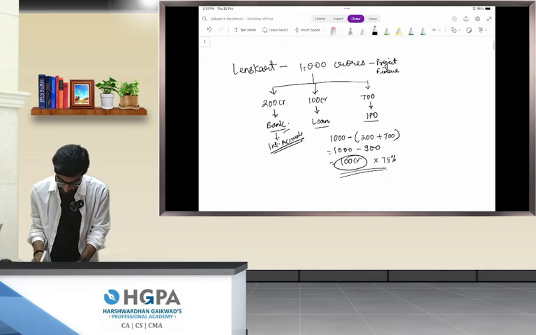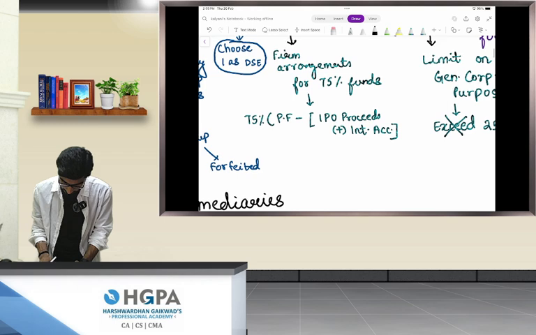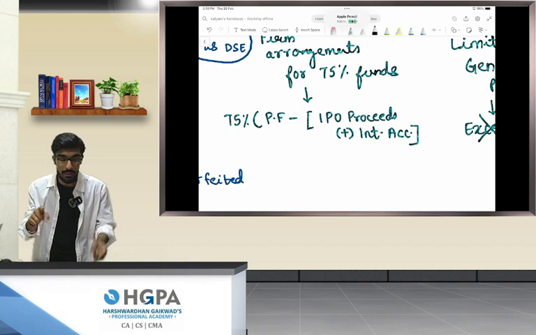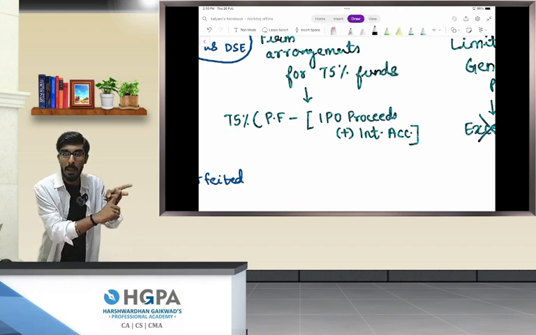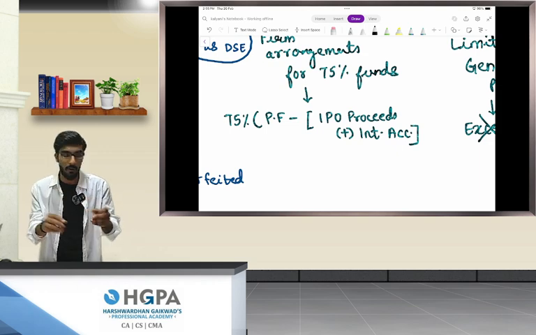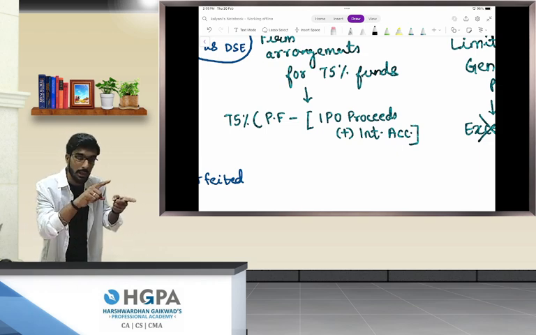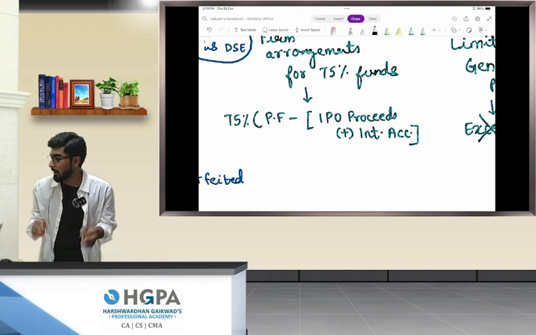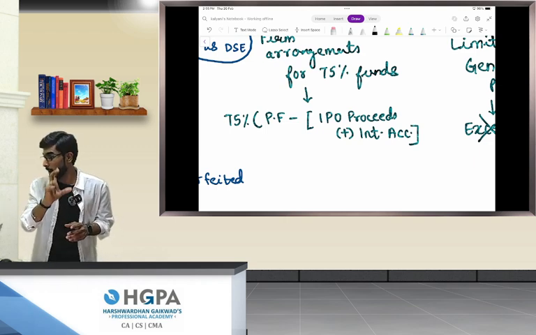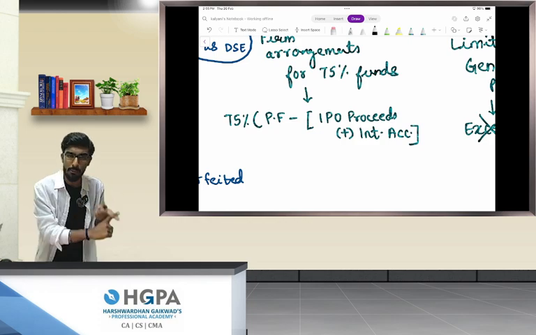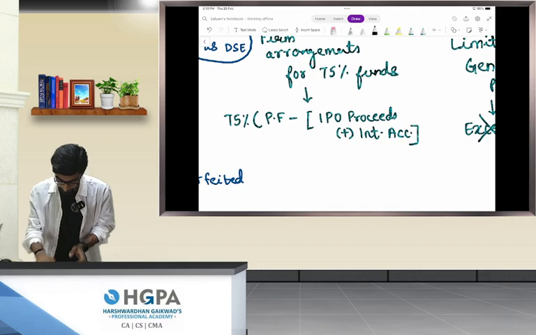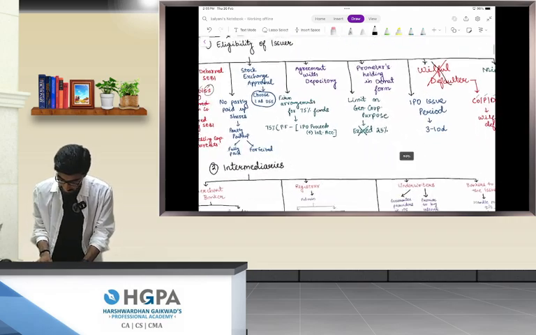75% of project finance, excluding internal accruals and IPO proceeds, should have firm arrangements. Okay, the firm arrangement should be made for 75% of funds from either private equity funds or venture capital funds. Clear? This is a very difficult part of this concept. Okay, perfect. Now let's revise it.